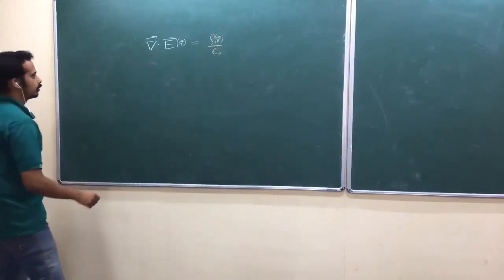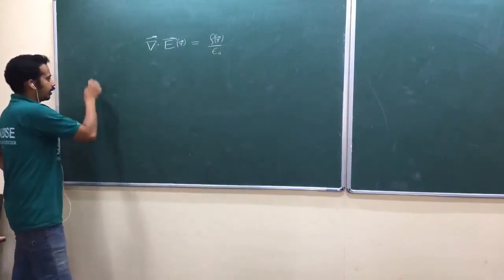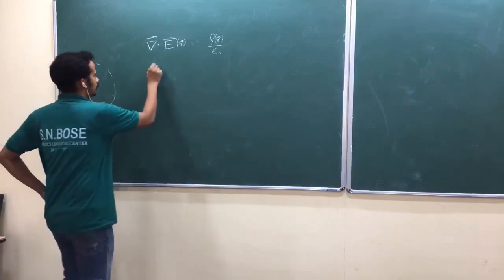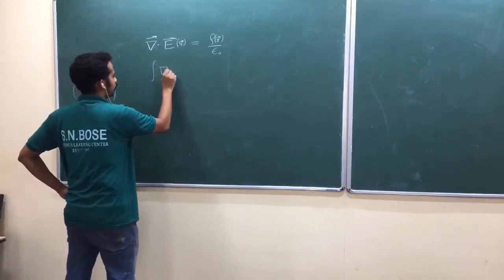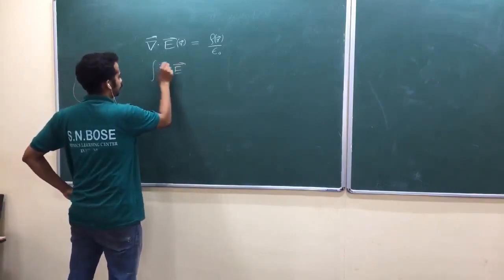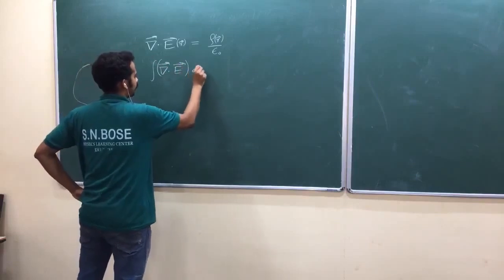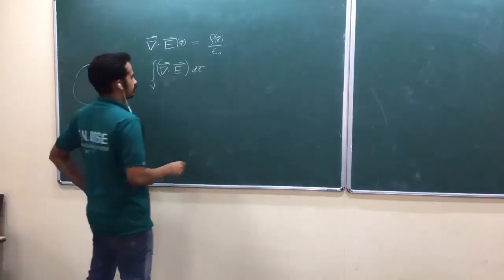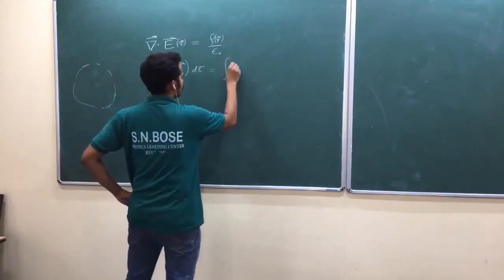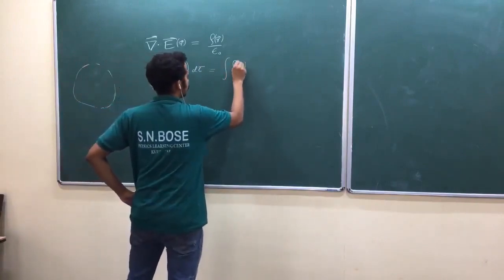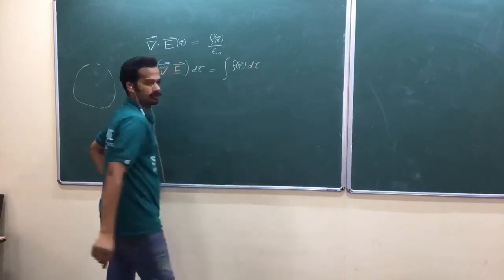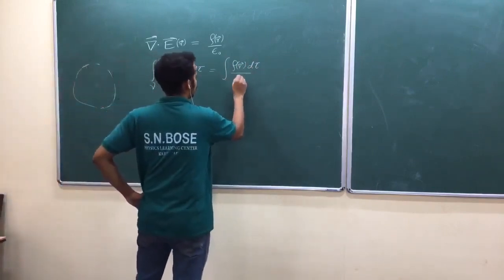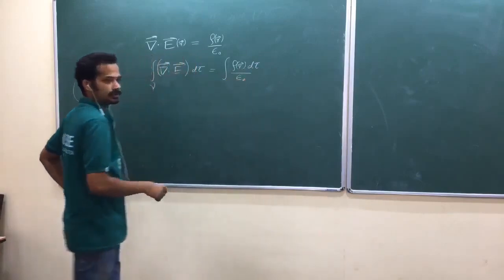Is that okay? Now let me take one region, one volume. Let me do the volume integral of this over one complete volume. So that's equal to the integral of rho of r d tau divided by epsilon naught. I can take that epsilon naught outside.